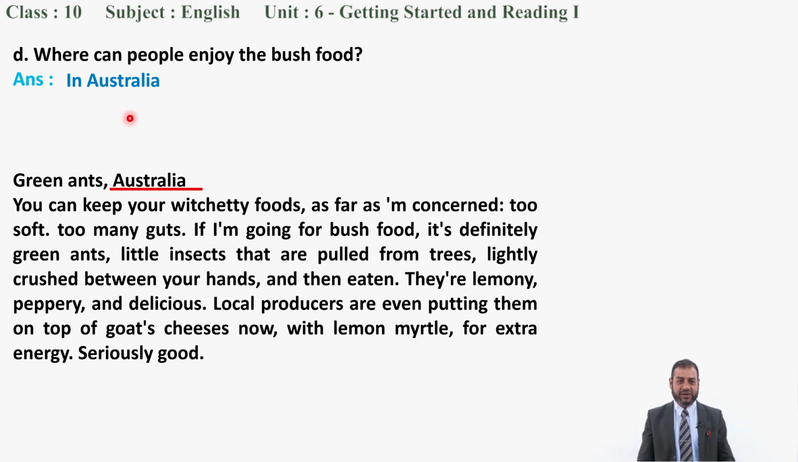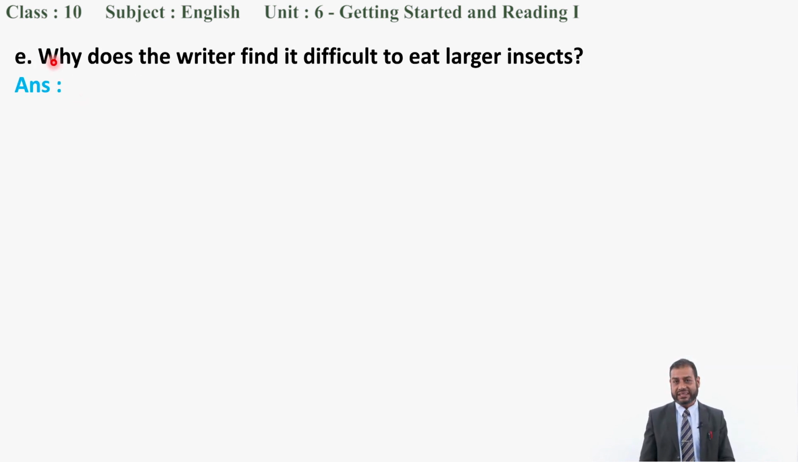So if you want to write a complete sentence, your answer can be people can enjoy the bush food in Australia. But if you write only in Australia, that's a correct answer. Okay, you can write down only the main ideas. Is it clear? Now next question we have is E.